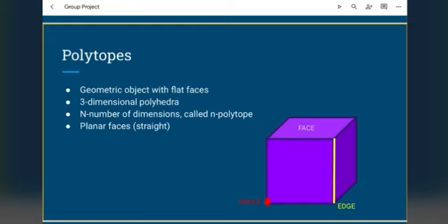So let's talk about polytopes. Polytopes are geometric objects with flat faces. Each face has to be a polygon, so nothing with curves or circles or anything like that. They are three-dimensional polyhedra, and there are n number of dimensions, so they're called the n-polytope. They have to have planar faces, which are straight. As we said, the faces are made out of polygons, and we have edges and we have vertices.